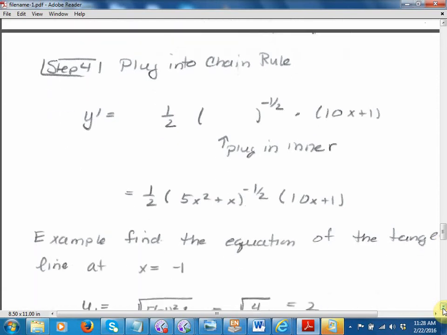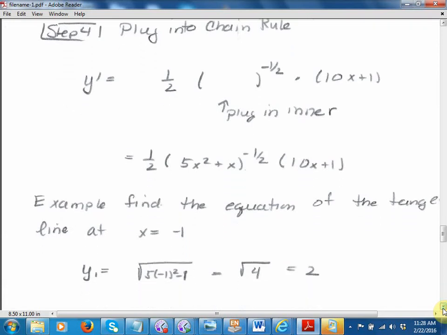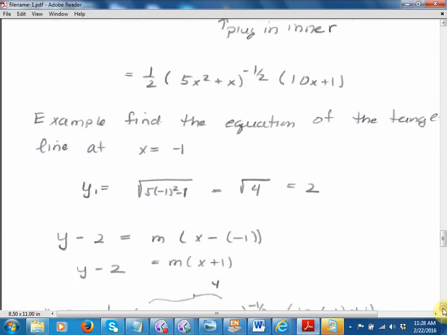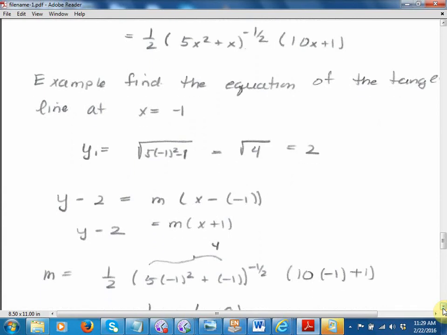So for example, if I have to find the equation of the tangent line at x equals minus 1, I find my y1 first, like before, it was 2. I made this up, and the numbers usually don't turn out nice, so I'm kind of surprised they did. It was an accident, I promise. Then y minus y1 equals m times x minus x1, the same old, same old. How do I get the m?